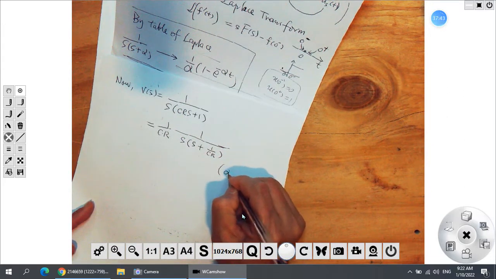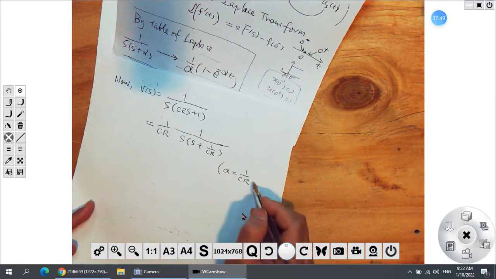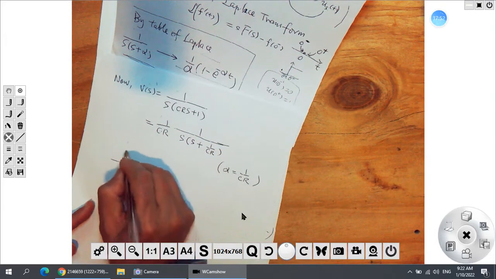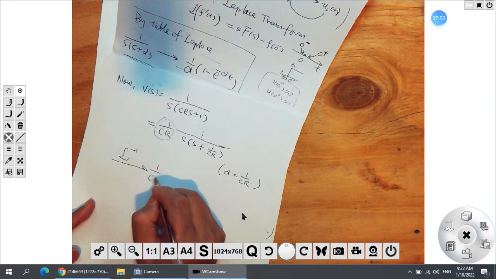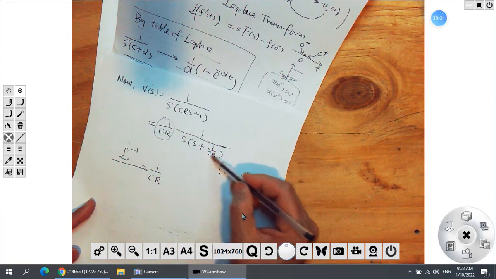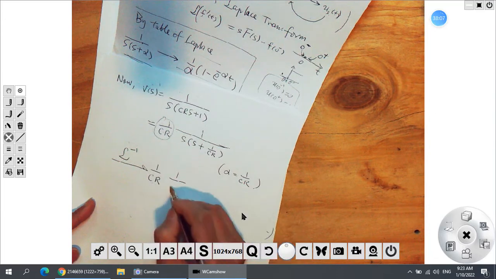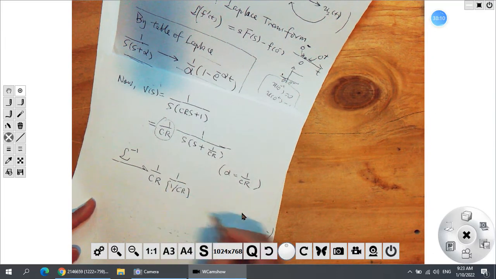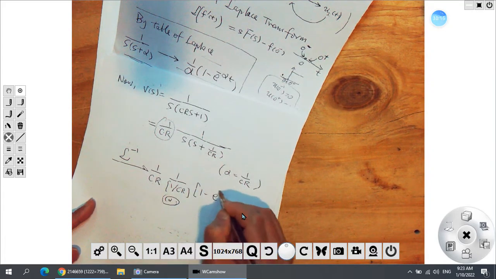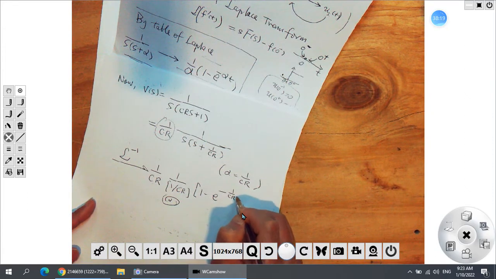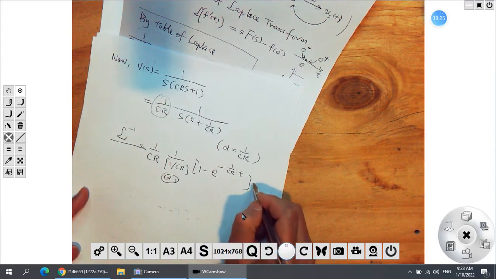Now you compare these two. We know alpha is just 1 over CR. Alpha is just this 1 over CR. So the inverse Laplace transform will be, this is a constant, I just keep it. And this one, I use this term in the table. It is 1 over alpha, now alpha is 1 over CR, times 1 minus e to the negative alpha, 1 over CR, times t. Alright, we got it. This is V of t.